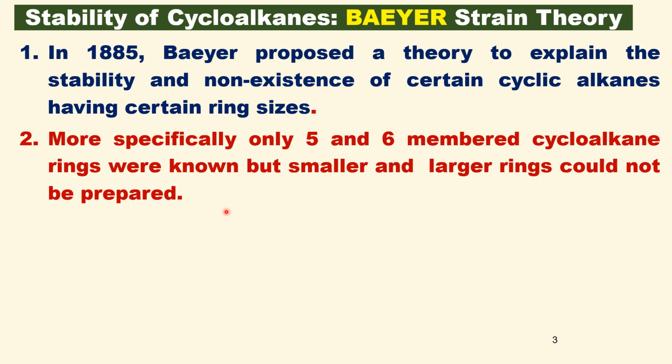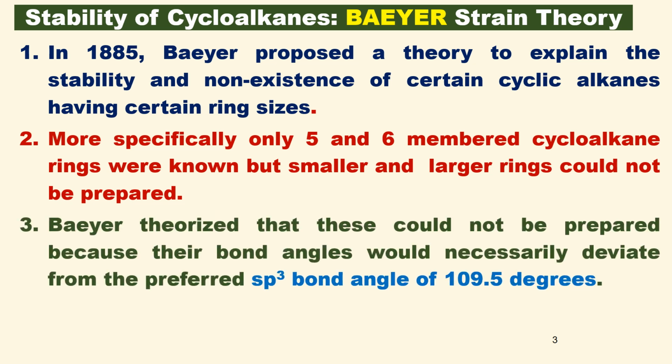And also cycloheptane, cyclooctane, they do not exist. Baeyer theorized that these could not be prepared because their bond angles would necessarily deviate from the preferred sp3 bond angle of 109.5 degrees. Each carbon atom is sp3 hybridized in a cycloalkane or alkane, and the bond angle is 109.5 degrees.